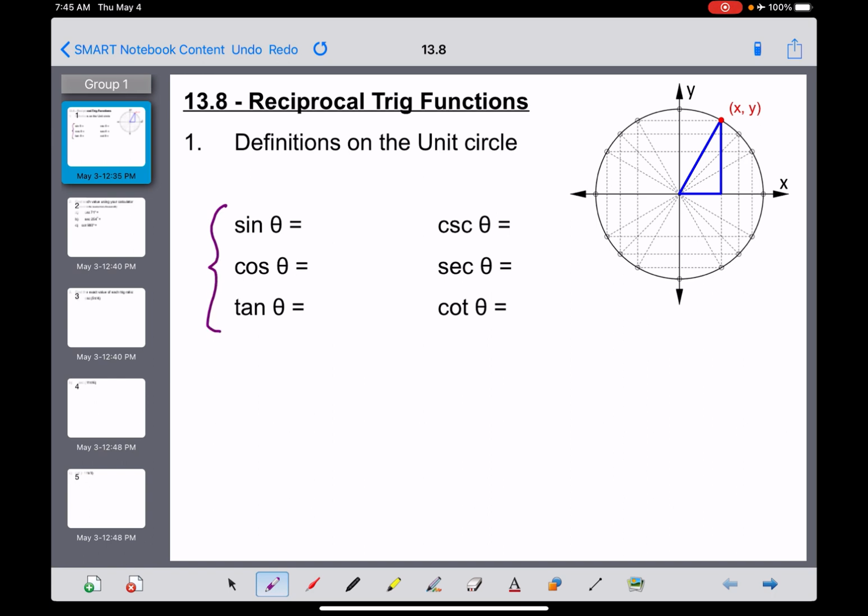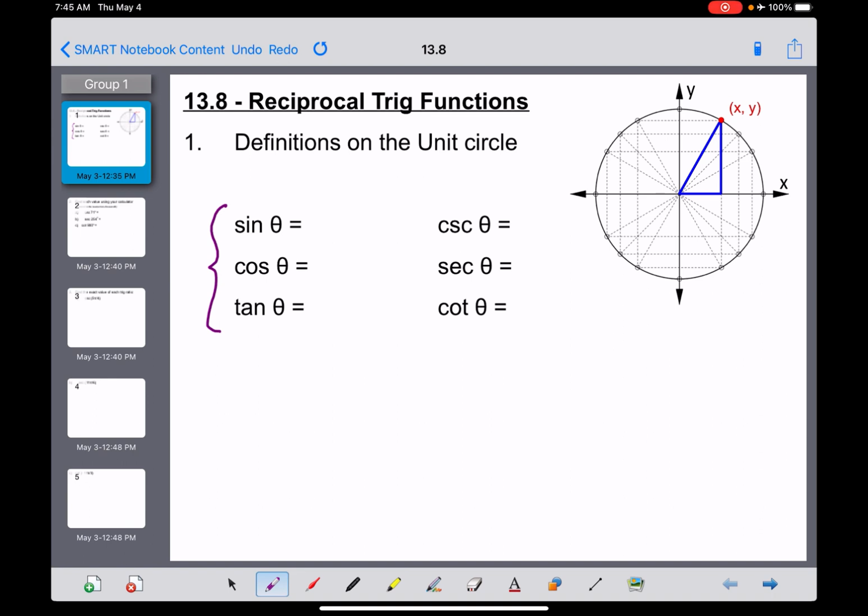Well, there are three more out there that we haven't taught you guys yet that have some nice applications when you get into higher level math and science, and we're going to learn those today. And those three I'm going to write out for you in just a second, but let's take just a moment before we get to that and talk about how we define sine and cosine and tangent on the unit circle.